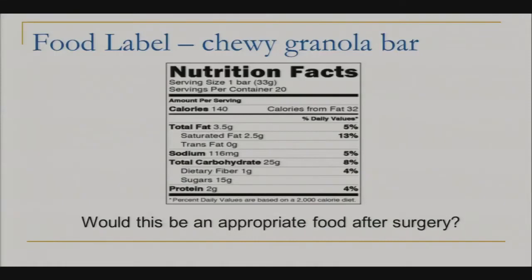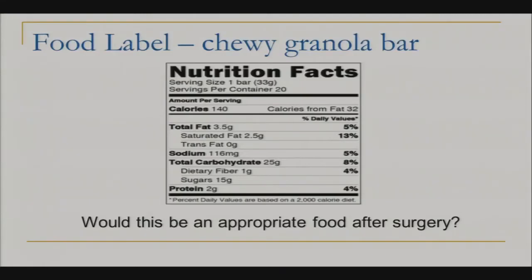So remember earlier, we discussed the 7 to 100 gram ratio for protein. We also discussed that we should not be consuming more than 15 grams of sugar per meal. So let's look at some examples of food labels for some common foods and see if they're appropriate for after surgery. We'll start with this chewy granola bar.